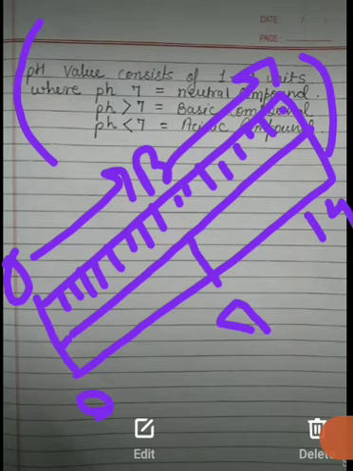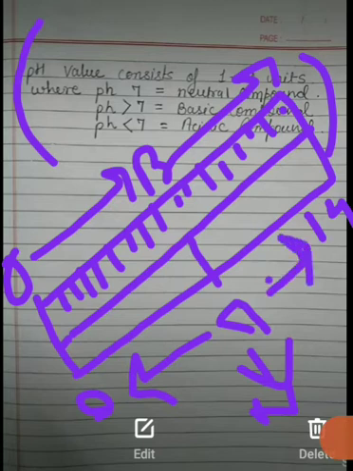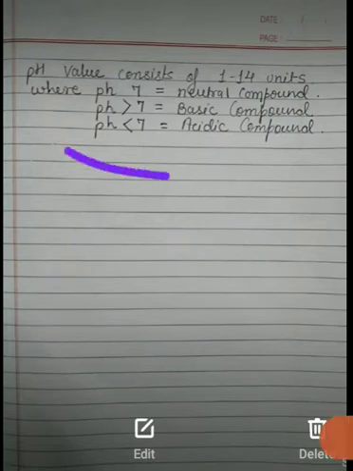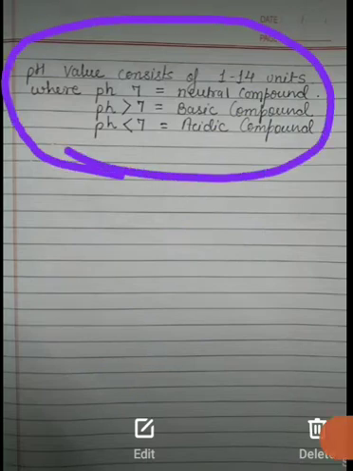Okay, so what happens, students? This universal indicator tells us about the acidic or basic or neutral nature of a substance at different pH values. If pH value is 7, the compound will be neutral. If pH value is between 0 to 7, then the compound will be acidic, and if pH value is between 7 to 14, then the compound will be basic. Okay, you have to remember these, because it is asked in your exams directly.